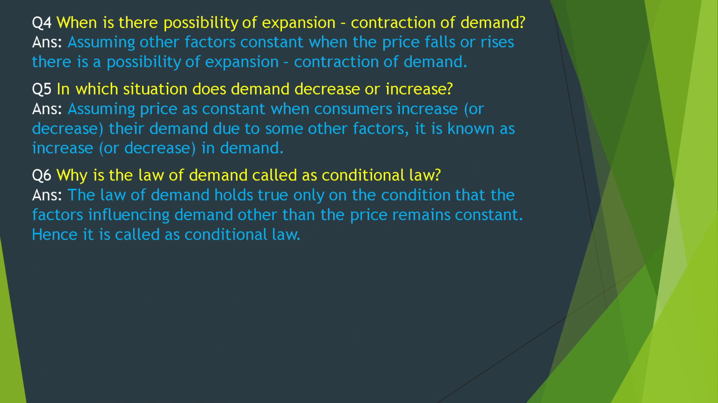When is there possibility of expansion or contraction of demand? Assuming other factors constant, when the price falls or rises, there is a possibility of expansion or contraction of demand. In which situation does demand decrease or increase? Assuming price is constant, when consumers increase or decrease their demand due to some other factors, it is known as increase or decrease in demand. Why is the law of demand called conditional law? The law of demand holds true only on the condition that the factors influencing demand other than the price remain constant. Hence, it is called a conditional law.